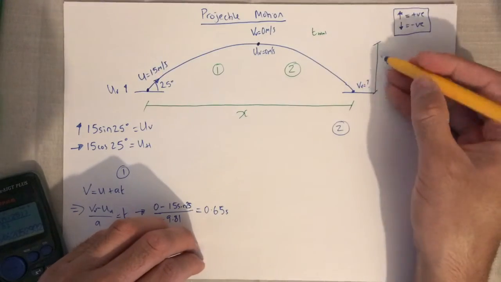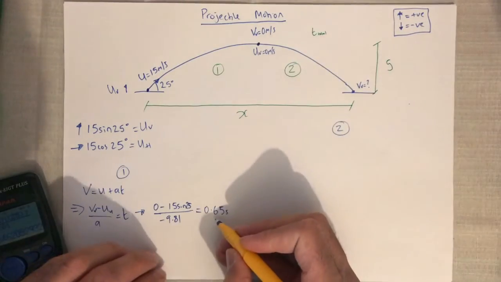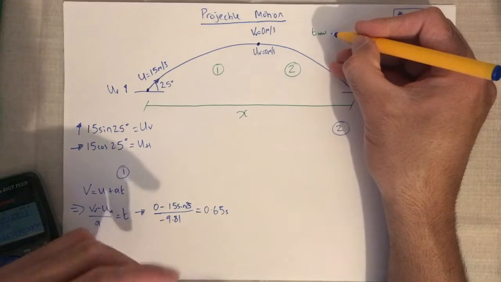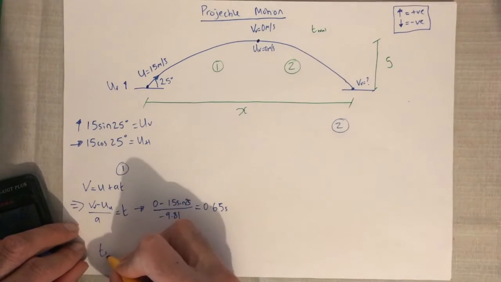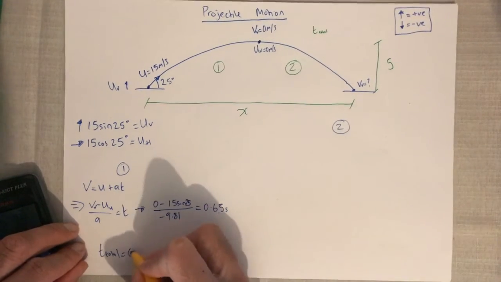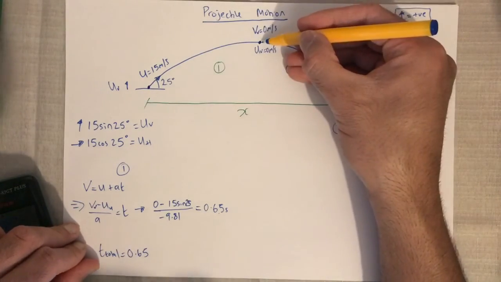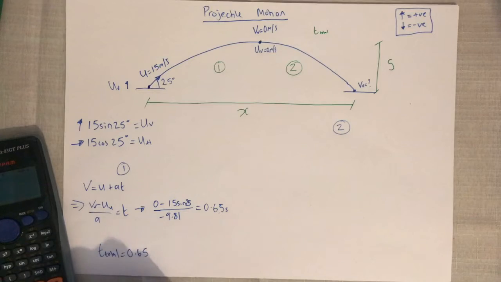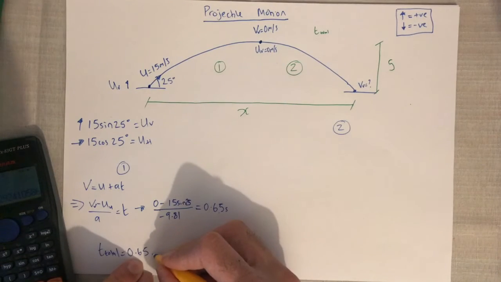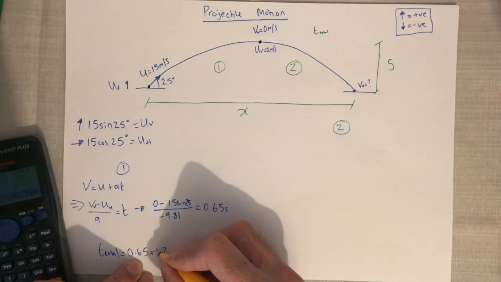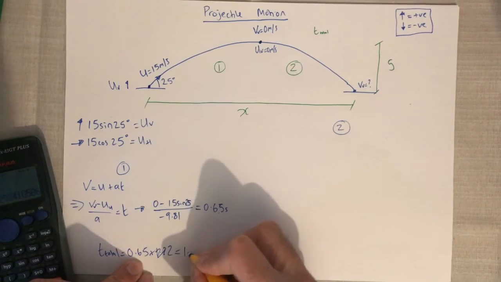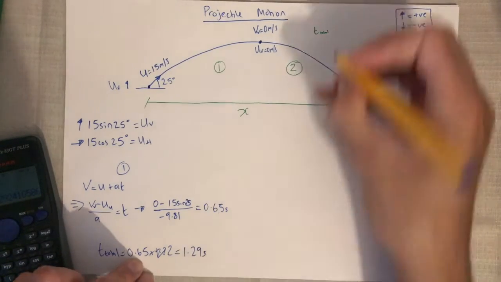And in our case, we can work that out because now we've got a time taken to get to the top. We can also work out the total time. All we need to do is times that by 2, because 0.65 seconds it takes to get to the top, and then another 0.65 seconds to drop. So we times that by 2, and we get 1.29 seconds is the total flight time.